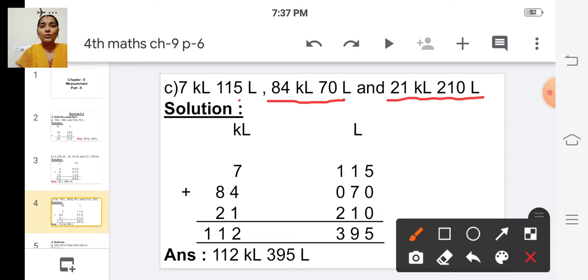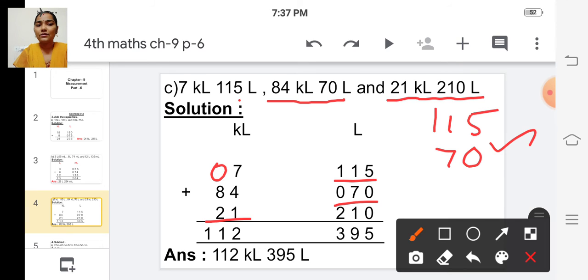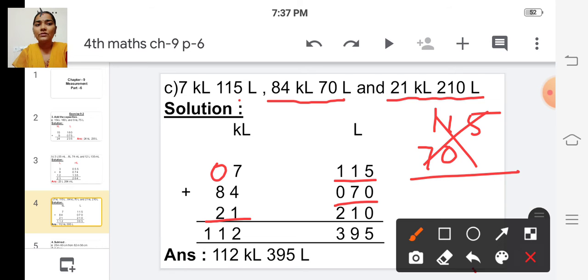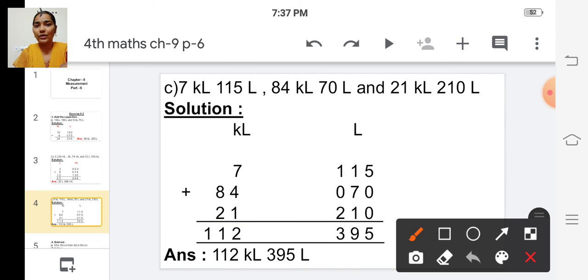Okay, so the main thing is you have to write the numbers clearly. Here you can write 07. Okay, 84. Okay, so here 115 and 070. 115 you have to write here, 70 only. This is the right method. So you cannot write 70 here. It is wrong. So you have to write the numbers accordingly.